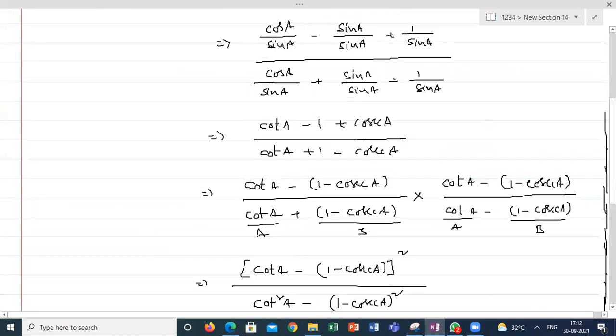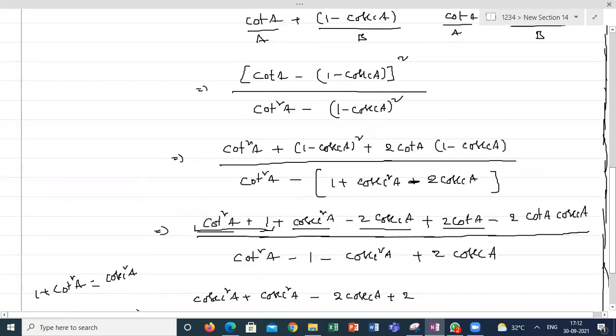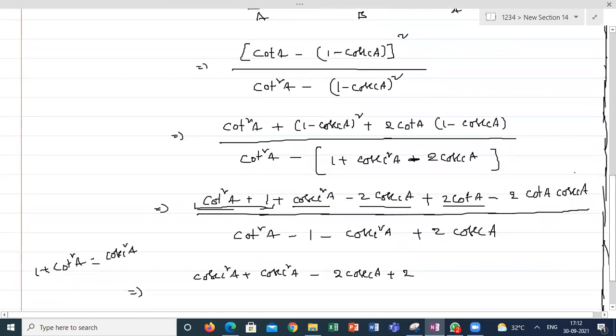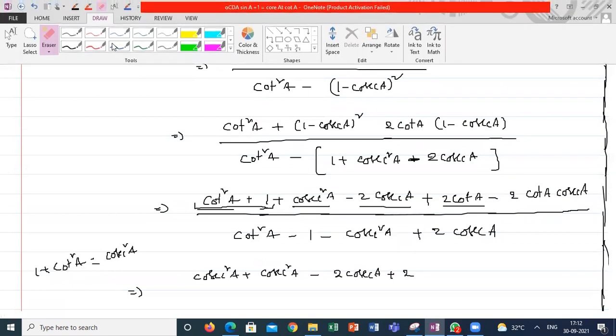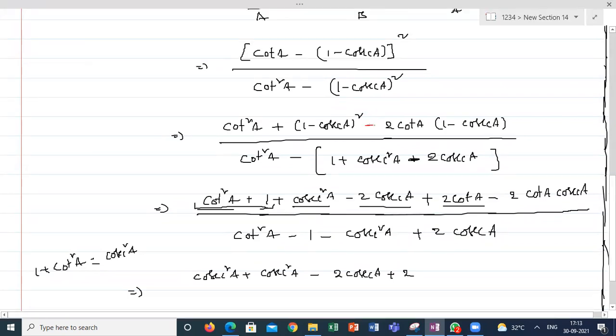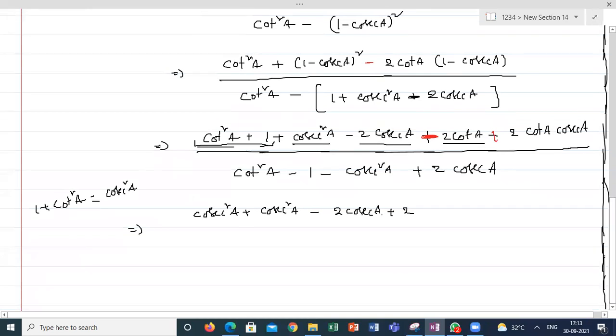Is it plus 2 cot A? Sorry guys. A square plus B square minus 2AB. Sorry guys, a blind mistake. This is A minus B whole square, and this is minus 2AB. If I expand this one, minus 2 cot A, minus of minus is plus. So this will be minus 2 cosecant A minus 2 cot A plus 2 cot A cosecant A.